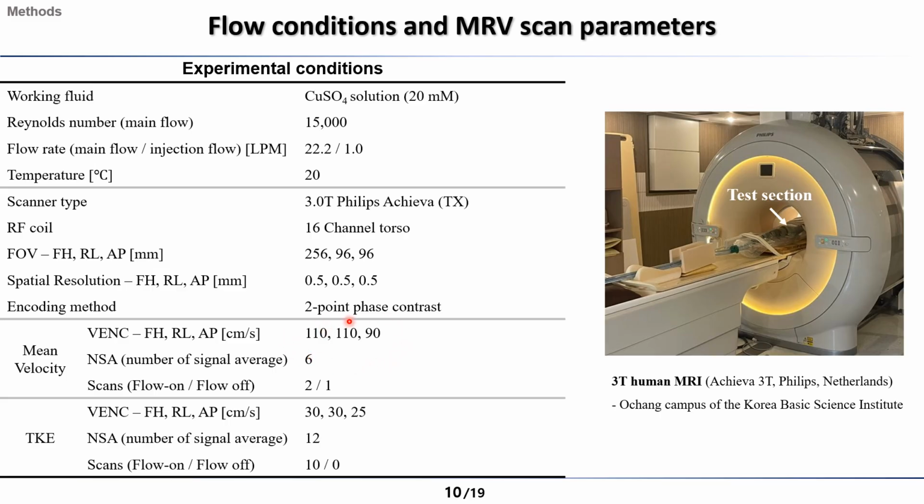For mean velocity measurement, the bank values for 3 flow directions were set to 110, 110, and 90 respectively. The data were obtained by applying a signal average of 6 with 2 flow-on cases and 1 flow-off case used to calculate the averages. And for TK measurement, the bank values for 3 directions were set to 30, 30, and 25 respectively. The data was obtained by applying a signal average of 12 with 10 flow-on cases used to calculate the average.